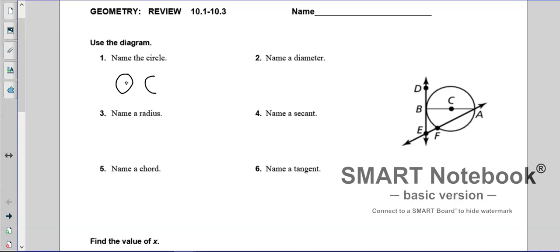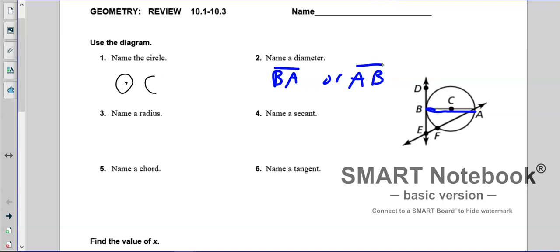Number 2, name a diameter. Well, since the diameter goes through the center, there's really only one piece that goes through the center, and that's right here, AB or BA, doesn't really matter which one you put first. But remember, it is a segment, so you use the segment symbol above.